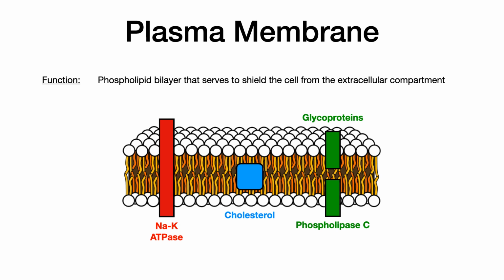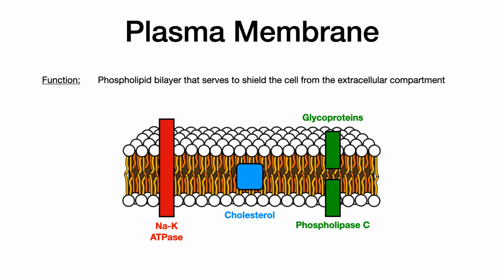Again, in red, we see things like the sodium-potassium ATPase. In blue, cholesterol, stabilizing our membrane. In green, glycoproteins facing on the extracellular side, which serve an identification purpose, and phospholipase C facing the internal side, which are involved in enzymatic reactions and signaling cascades. So the plasma membrane has various elements embedded within it, and they all serve different roles.